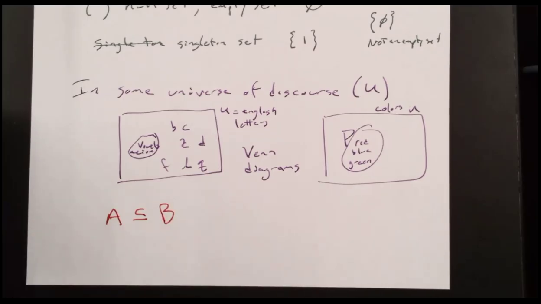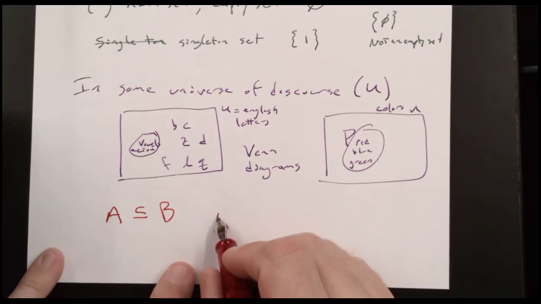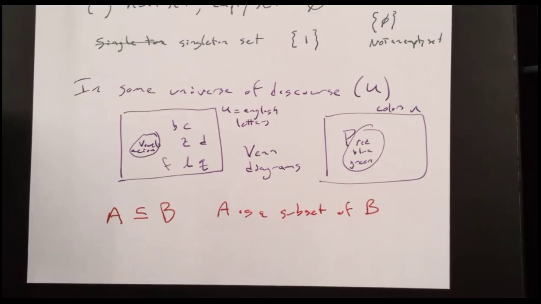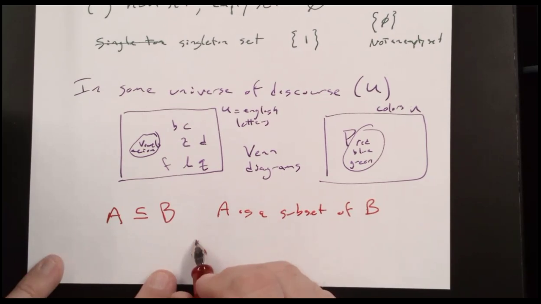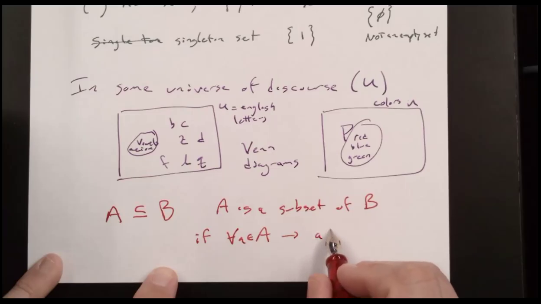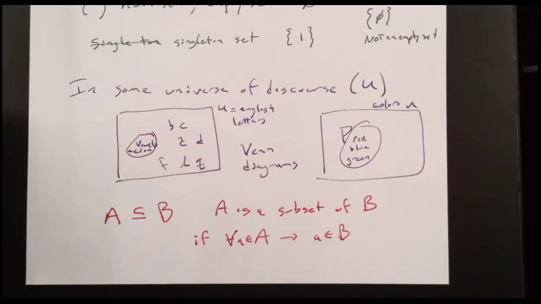If I have 2 sets that live in the same universe, I can say that A is kind of a rounded off less than or equal to. A is a subset of B. Well, what's the definition of being a subset? If for all a in A, a is also in B. Every member of A is also in B. Actually, I don't really need the universal.